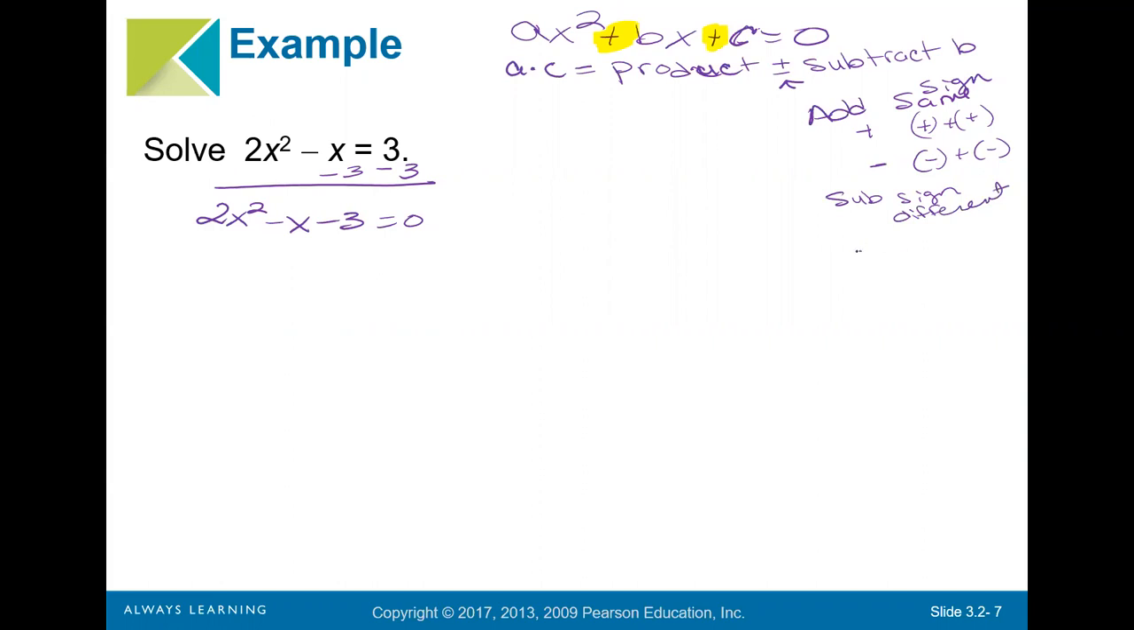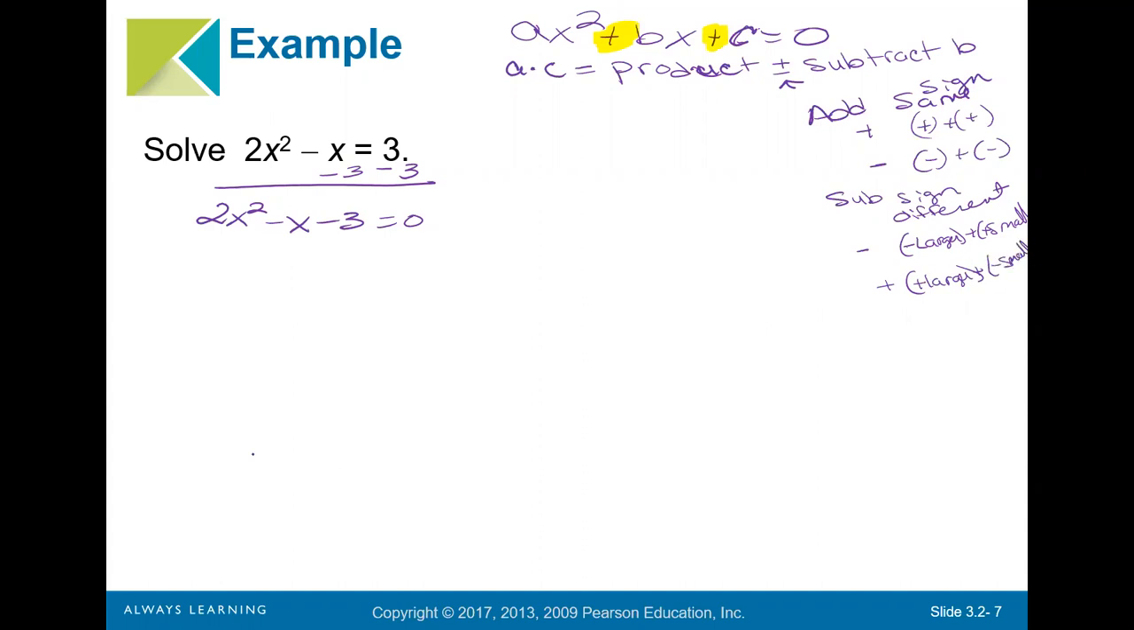Then that means that if the sign on B is negative, the larger number is negative plus the smaller number being positive. If the sign on B is positive, then the larger number is positive plus the negative smaller number.